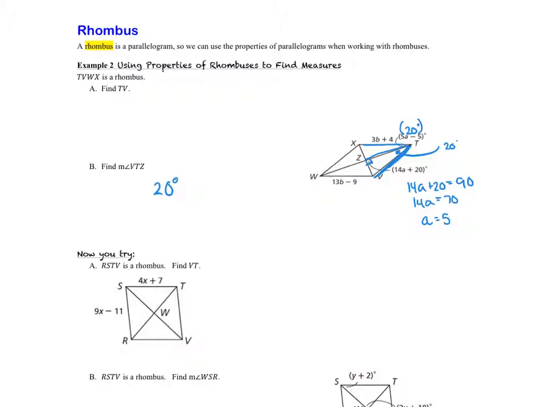Alright, so what do I know about side lengths of a rhombus? Well, they're congruent to each other. All of these are congruent to each other. So I can set the 3b plus 4 equal to 13b minus 9. I can subtract 3b from both sides, and while I'm at it, I'll add 9 to both sides. So I get 13 equals 10b. Do I like that? I guess that's going to have to be what it is. Divide both sides by 10, so b equals 1 3/10, or 1.3.